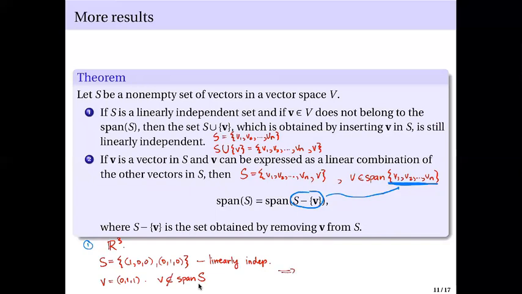V does not belong in the span of S. This means that your S union the set containing V, this set, it's just 1, 0, 0, 0, 1, 0, and now with the V, you have 0, 1, 1. This guy here is still linearly independent. Okay? Questions?